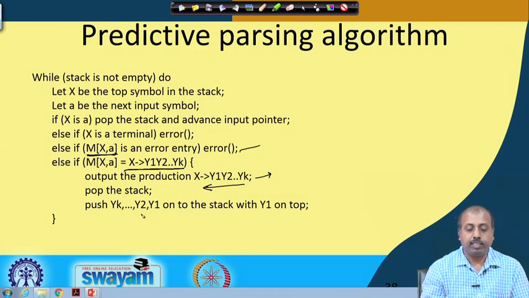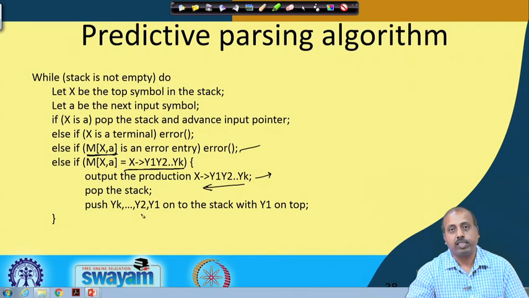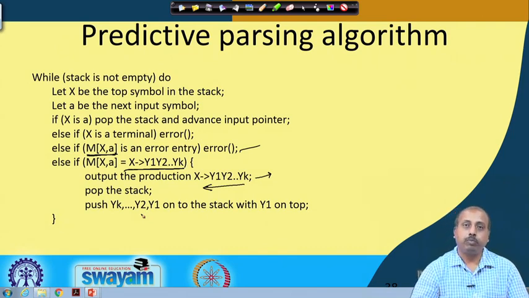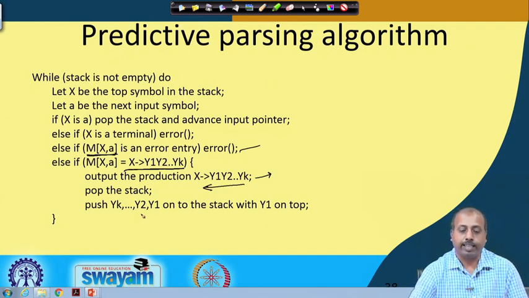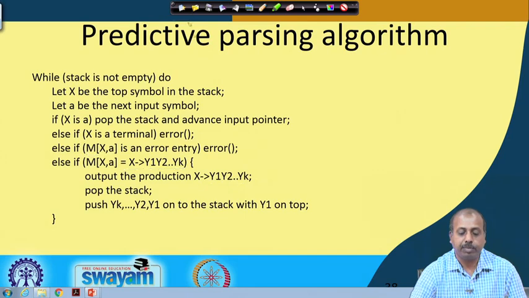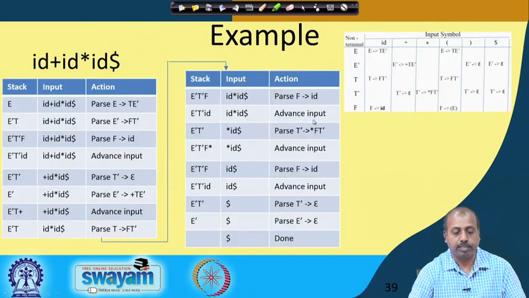So, that way this parser will proceed. Ultimately, when the top of the stack contains dollar and the input is also pointing to a dollar, that means we have reached the end of the string and the whole parsing process was correct. So, we will see some examples by which we can do this parsing.